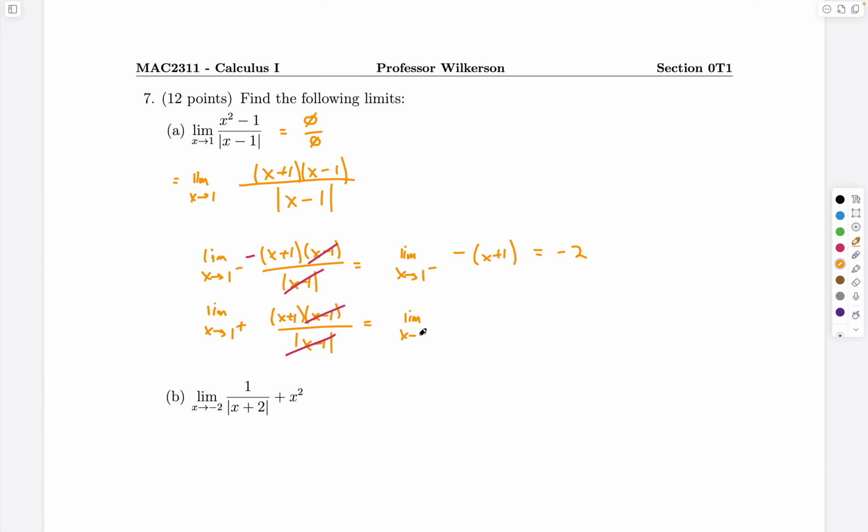So now I'm taking the limit as I go to 1 from the right side of just x plus 1.